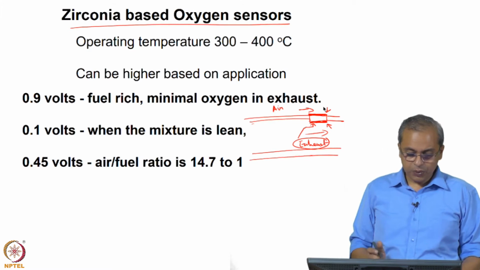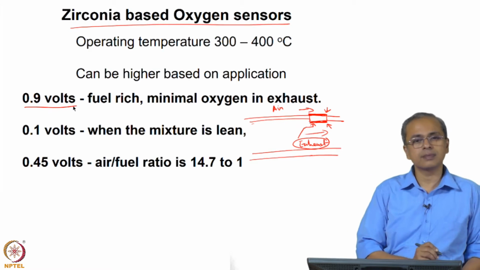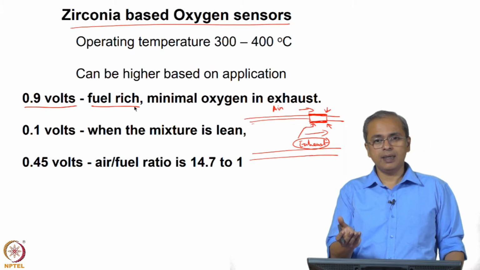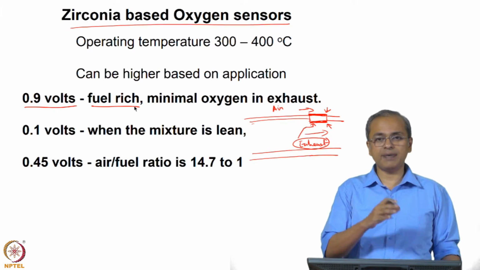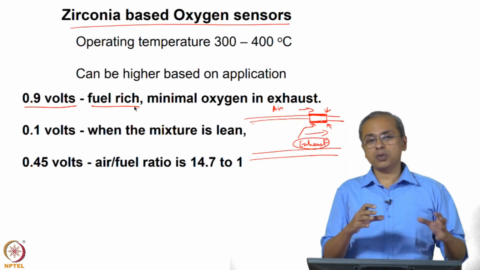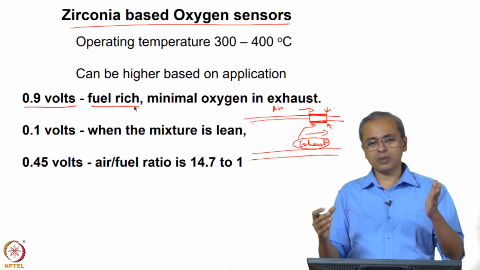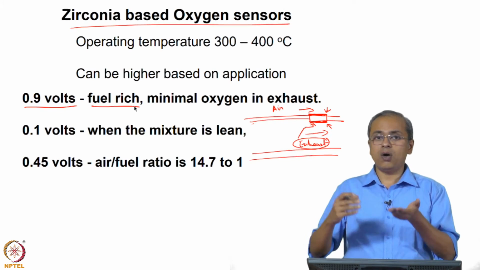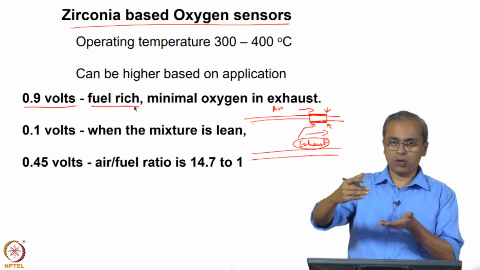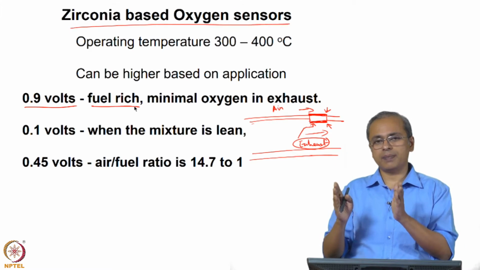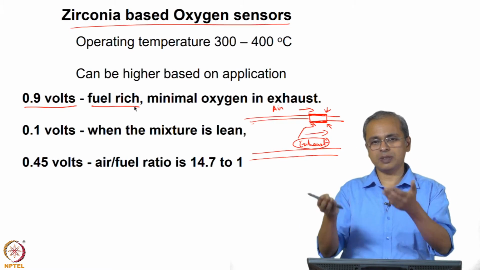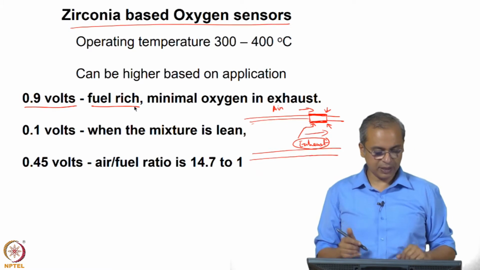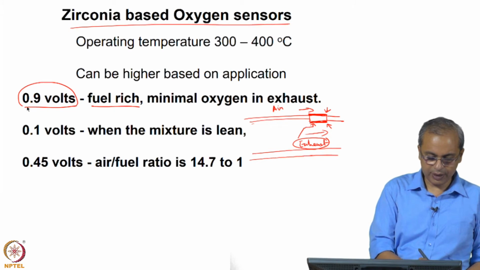So, now when you run fuel rich, you are sending in a lot of fuel, which means you are completely consuming the oxygen, and you have excess fuel in the exhaust stream. So, in the exhaust pipe you will see a stream which is mostly fuel, with very little to no oxygen. On the outside you have a lot of air, a lot of oxygen. Since the chemical potential of oxygen is high on the outside and minimal to 0 on the inside, you see a potential difference, and that is the potential difference that you measure. It turns out to be about 0.9 volts.